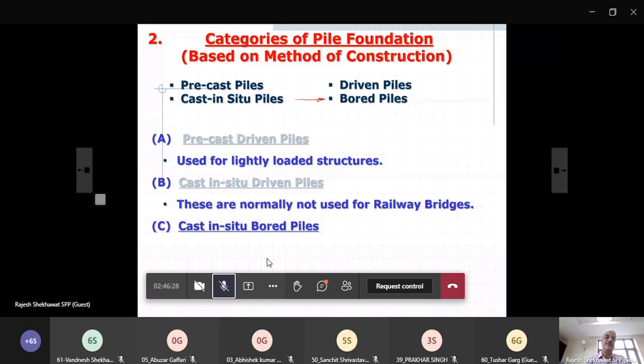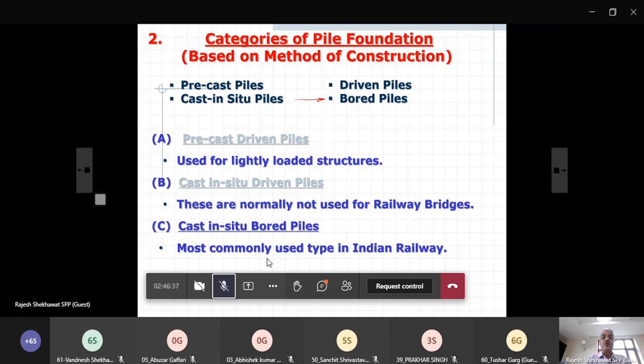ठीक है. कास्ट इन सीटू बोर्ड मीन्स आप पहले ग्राउंड में एक बोरिंग करेंगे, उसके अंदर फिर पाइल कास्ट करेंगे at the site. These are the most commonly used type in Indian Railway. Most of the things which we'll see later on are related. They are most commonly used, not only railway, other places also. This type of piles are most commonly used.